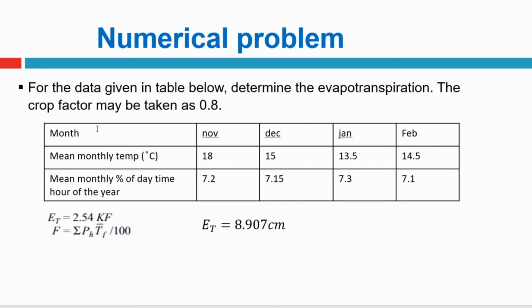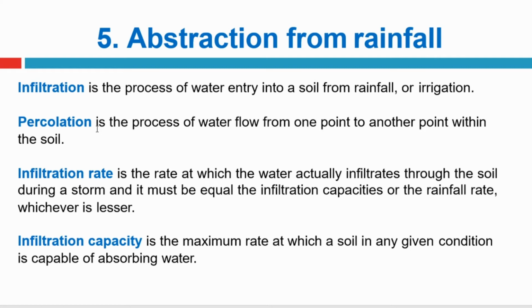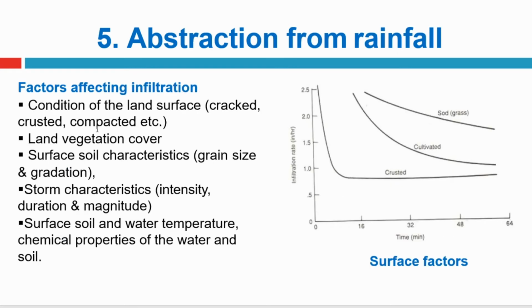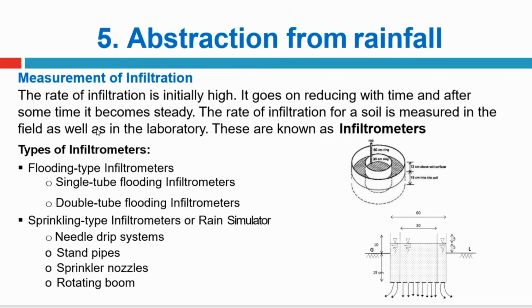Once we understood evapotranspiration, I had already given you a brief introduction of infiltration: what is infiltration rate, what is infiltration capacity, and all of those. Now we'll directly look into some of the methods through which we can calculate the infiltration. There are several methods. There are different types of infiltrometers. Infiltrometers means any given device which can determine the infiltration from a particular area.